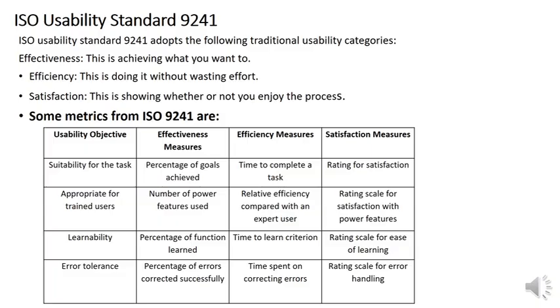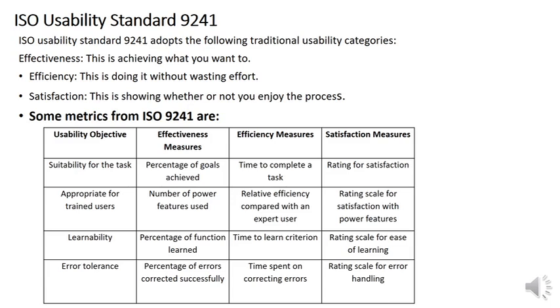In ISO standard 9241, usability standard 92 adopts the following traditional usability categories. Effectiveness, this is achieving what you want to do. Efficiency, this is doing it without wasting effort. Satisfaction, this is showing whether or not you enjoy the process. Usability objective: effectiveness measurement, efficiency measurement, and satisfaction measurement.